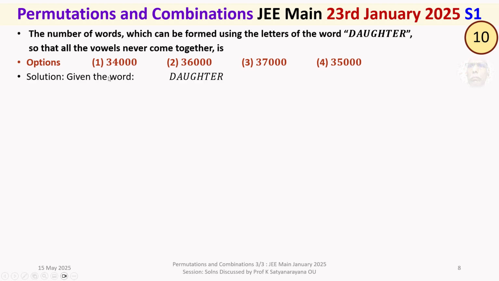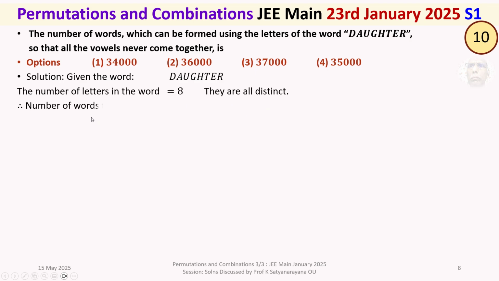We are given the word DAUGHTER. How many letters are there? 8 letters. With these 8 letters, how many words you can form? 8 factorial. The number of letters in this word is 8. They are all distinct. The number of words that can be formed with these 8 letters is 8 factorial.